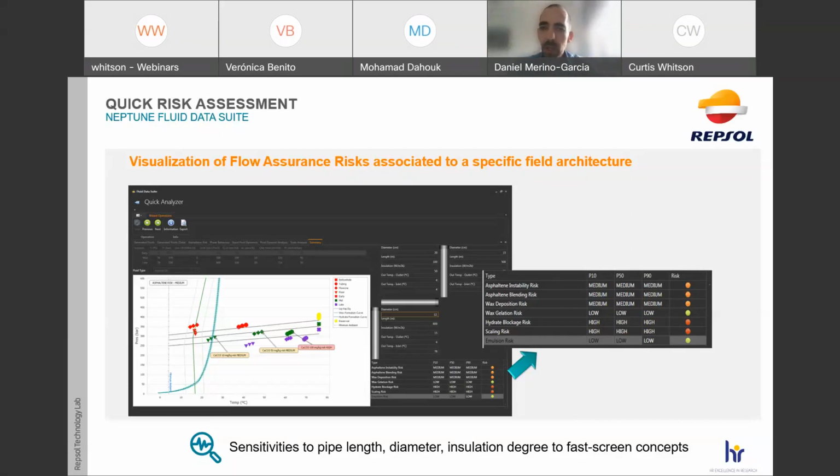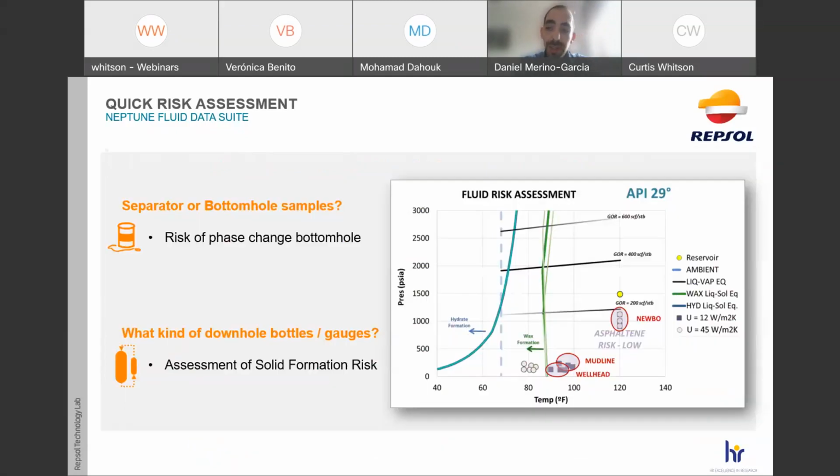your production network. You can run several cases with pipe length, diameter, insulation degree, so you can start having some sensitivity of what would be required for that prospect to actually make a feasible, let's say, business case for development. But also that kind of approach, where you represent pressure, temperature, phase diagrams with a trajectory of the fluid, is very useful for sampling discussions, no? Because you can start discussing whether to go for separator or bottom hole samples.